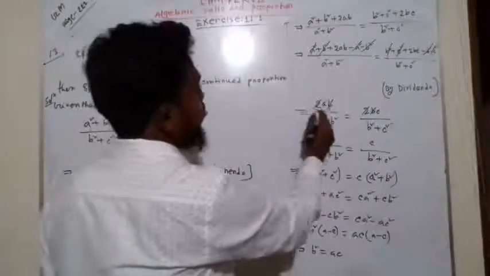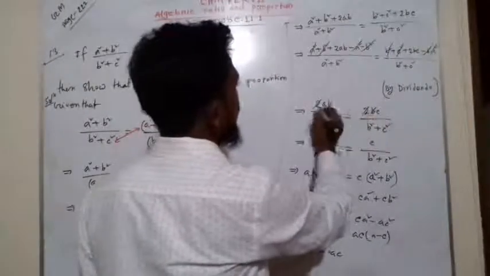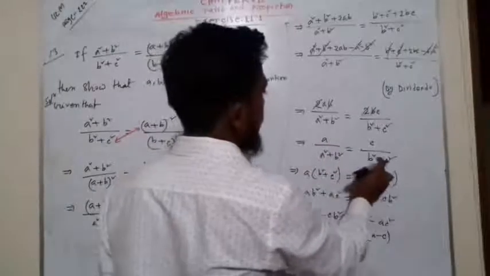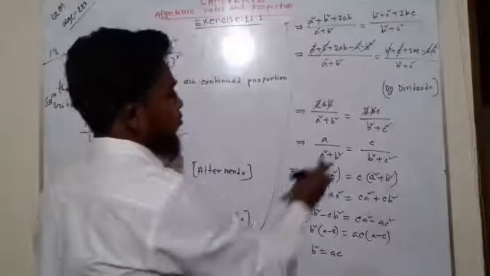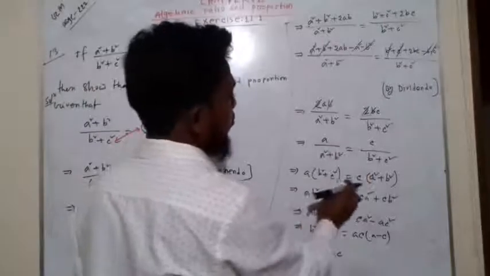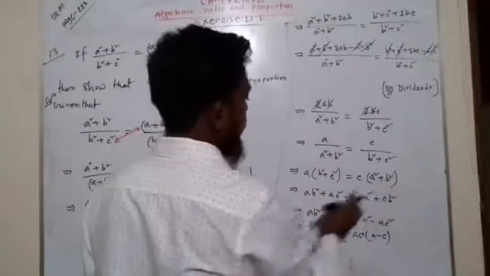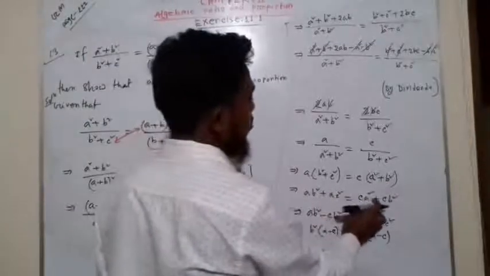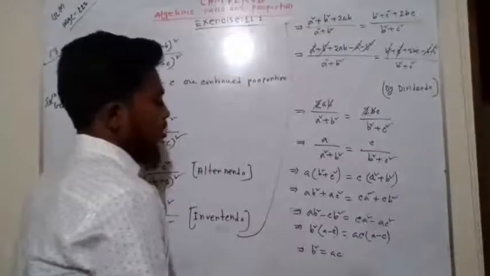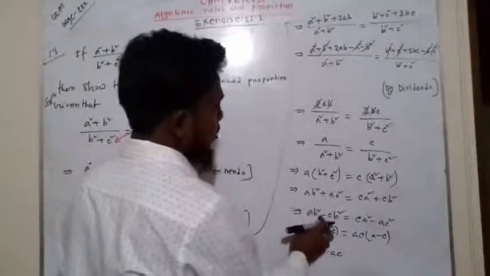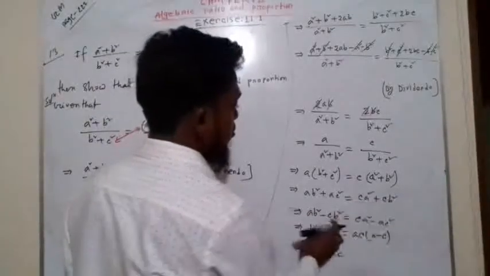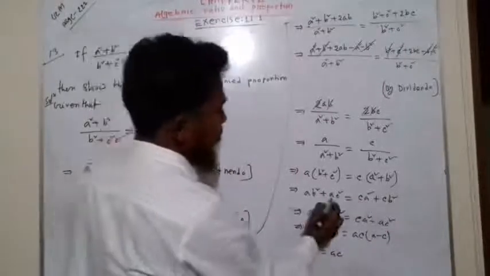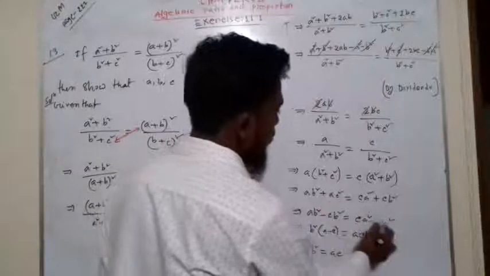So 2b and 2b cancel. So a by a square plus b square equal to c by b square plus c square. Now cross multiply, we have a into b square plus c square equal to c into a square plus b square. So ab square plus ac square equal to ca square plus cb square. So we can write ab square minus cb square equal to ca square minus ac square.